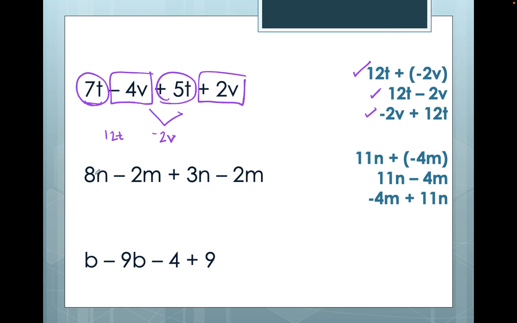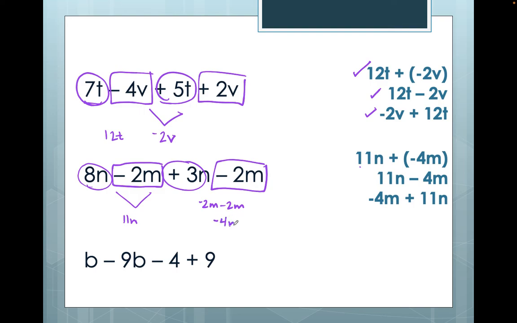In the second example, we have 8n plus 3n, which is 11n. Then we have a minus 2m and another minus 2m. If you write these side by side, that gives us a negative 4m, which could be written as 11n plus a negative 4m, 11n minus 4m, or negative 4m plus 11n. All three of those would be correct.